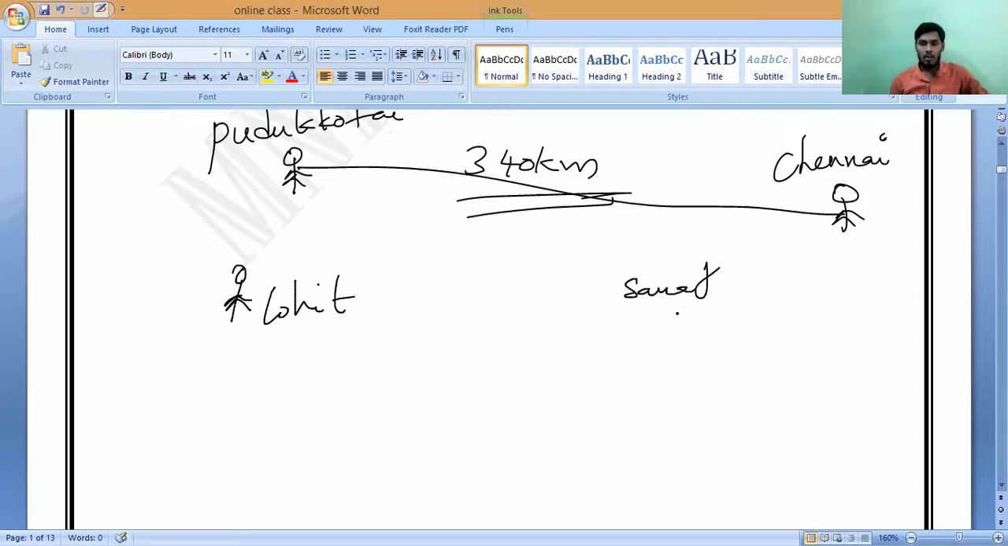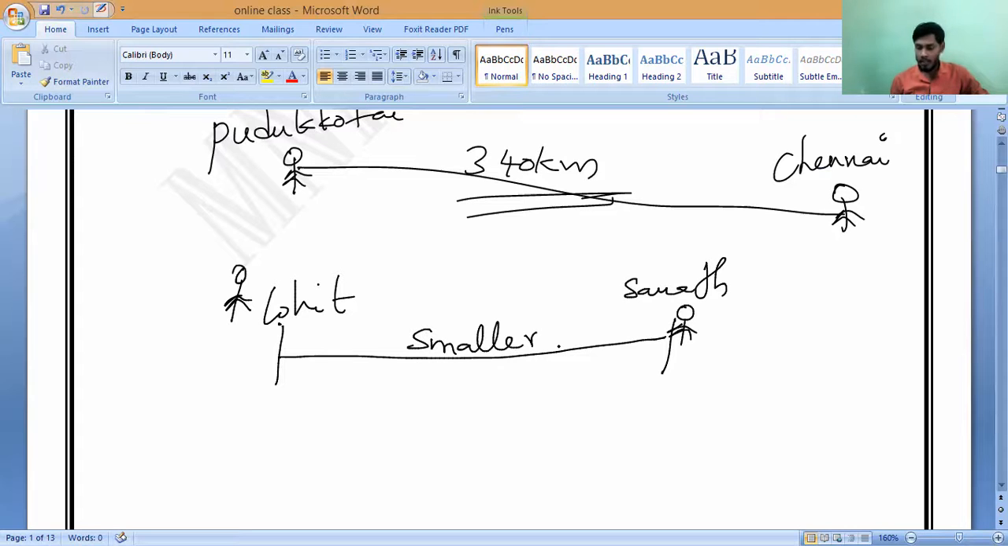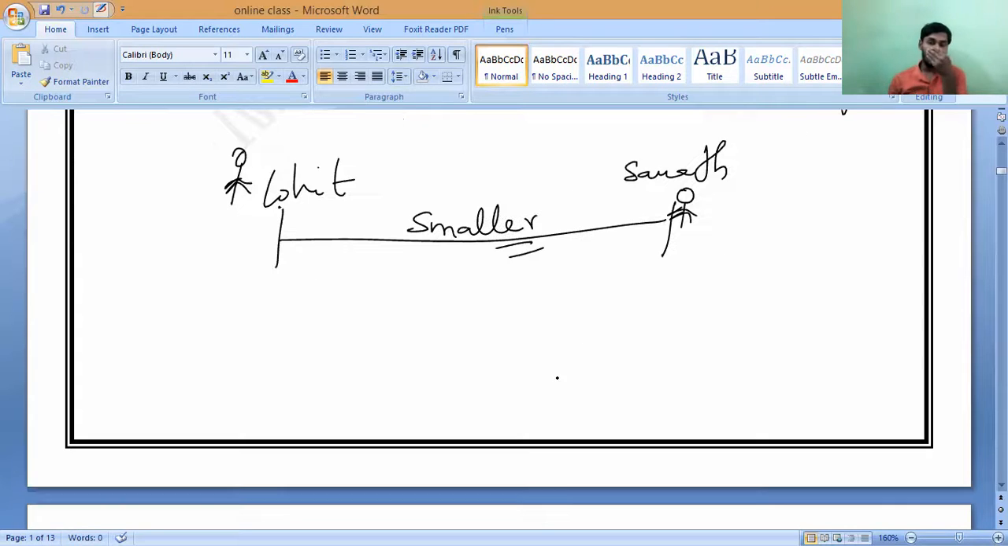Sanath's home. Now you can see both are located in Pudukkottai only. So is the distance between these two points less or not? Is the distance between the two houses smaller or bigger? Smaller only. Is it yes or no? In the same way, if the points are closer, then the distance between them is smaller.